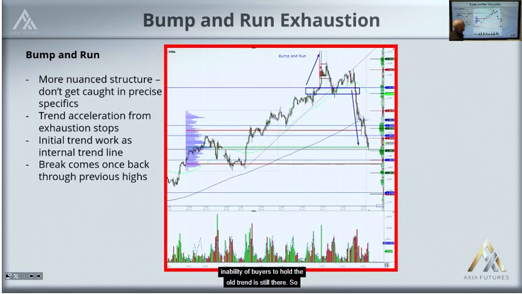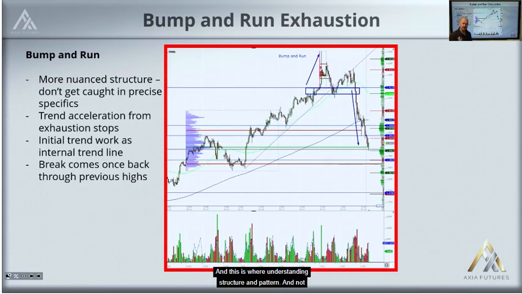The inability of buyers to hold the old trend is still there. So what buyers have managed to do is hold a previous area of support on the initial move back down. But they've not been able to maintain the trend. So we've created now an internal trend.